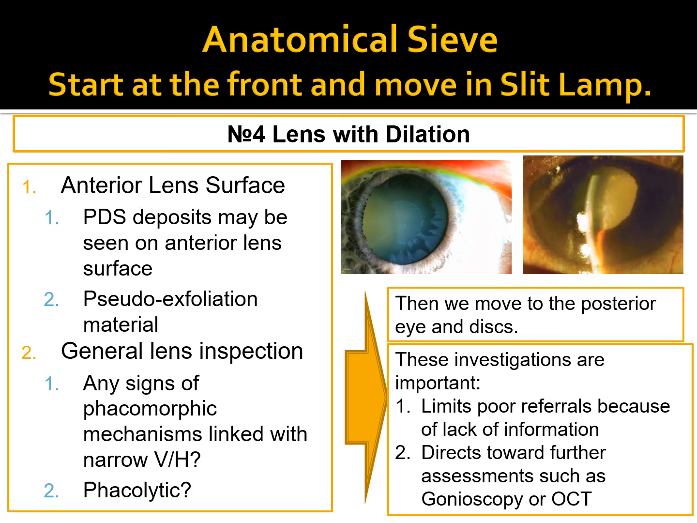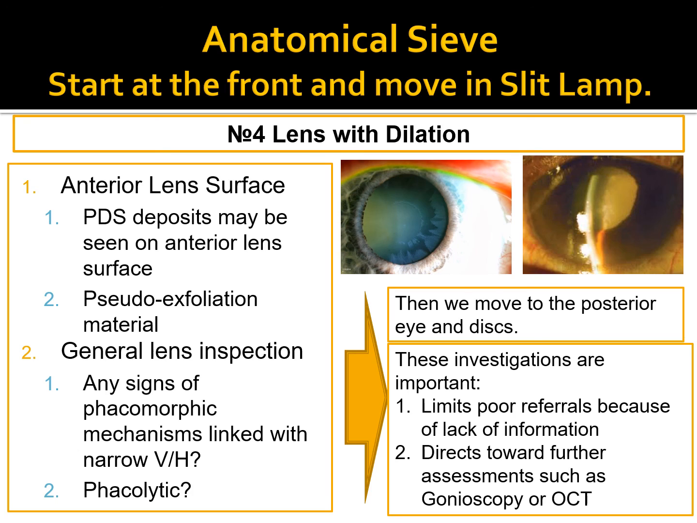But all of these investigations are important to systematically move towards the back, because they limit poor referrals because of lack of information. You think about these GAT refinement services where they're doing pressures, optic nerves, fields, and they're referring for ocular hypertension, when if they dilated the pupils, they might say that it's not ocular hypertension at all. It's a different form of glaucoma. It's a secondary thing that requires referral in a different format. And also it directs towards further assessments such as gonioscopy or OCT.